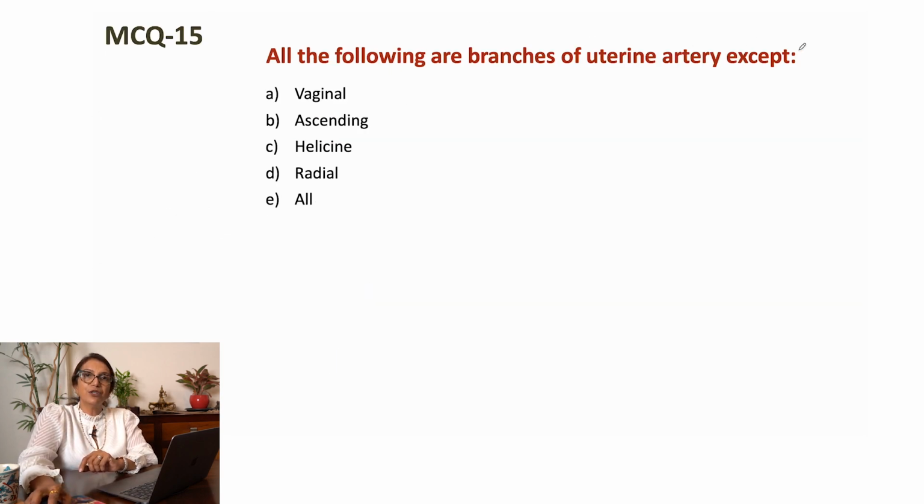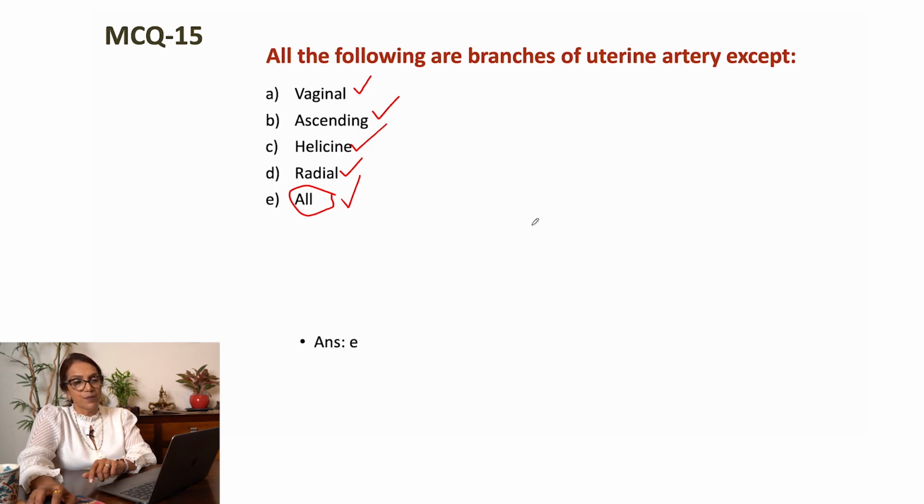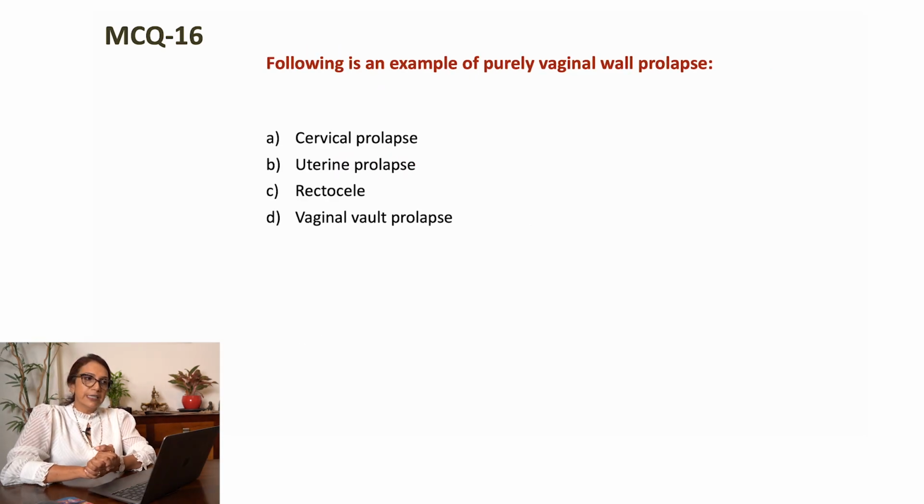All the following are branches of uterine artery except: vaginal, yes. Ascending, yes. Helicine, yes. Radial, yes. Therefore, all has to be the answer. E has to be the answer. Yes, it is. Okay.